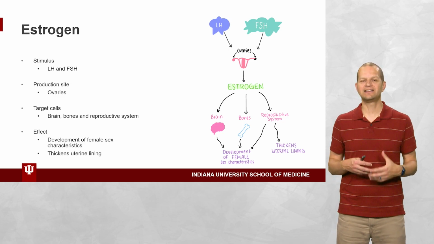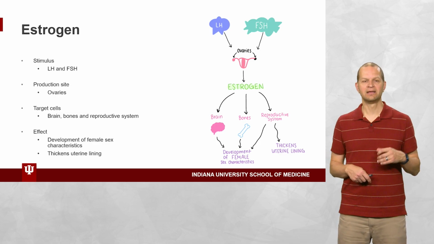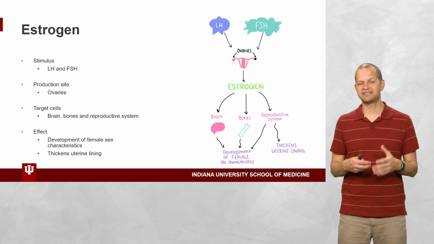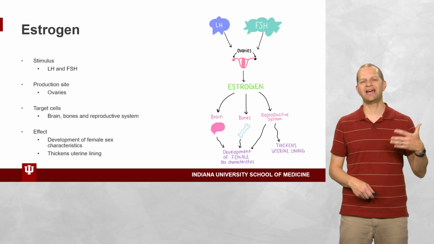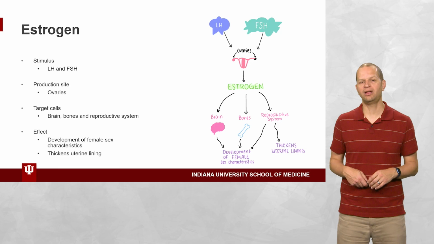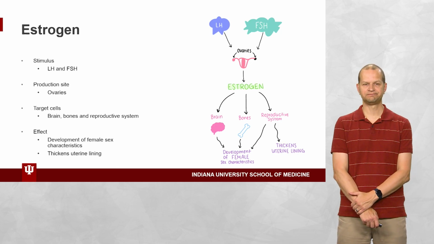Ultimately, this causes the development of female sex characteristics, and those are characteristics that we use to identify women, as opposed to male sex characteristics, which we use to identify males, and we'll talk about that in more detail when we get to the reproductive system. Ultimately, the estrogen also helps thicken or develop the lining of the uterus, or the endometrium.